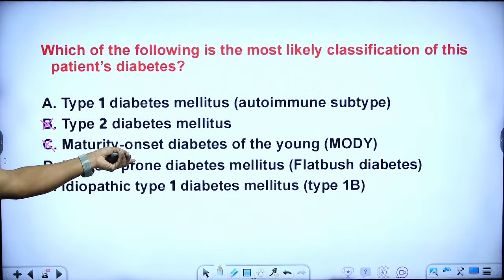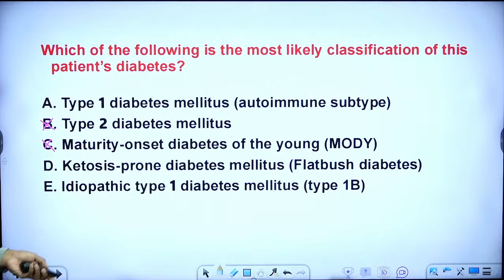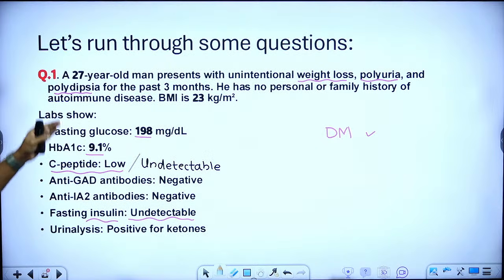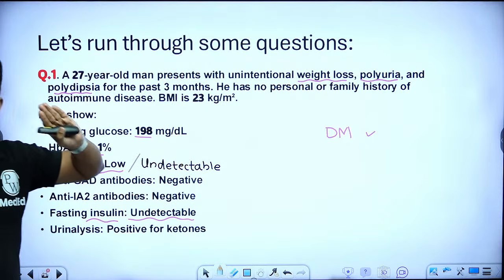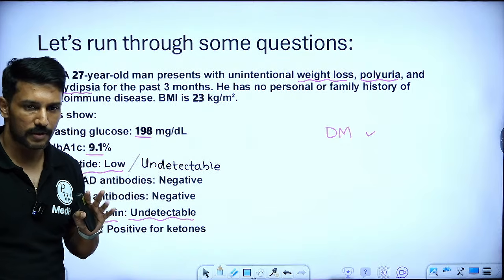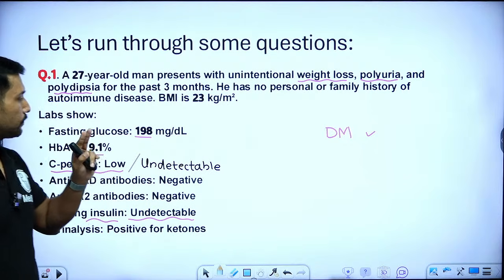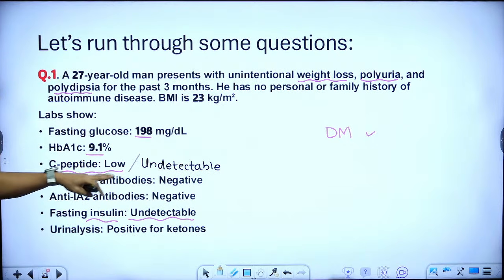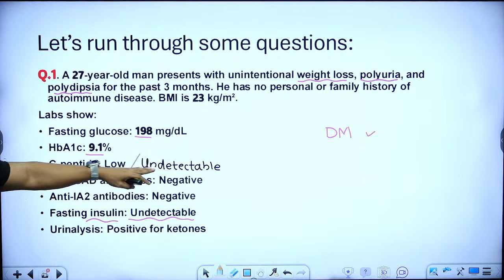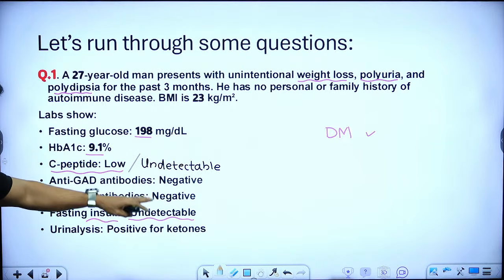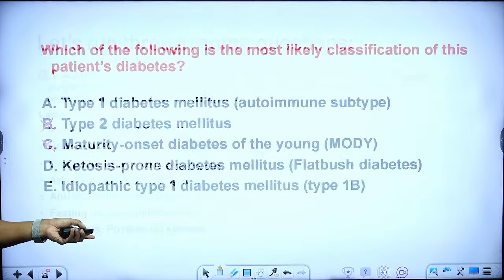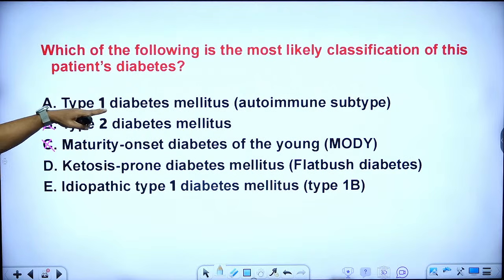So can this be MODY here? What are the factors going against the MODY? Question is not talking about 2 or 3 generations being affected with diabetes, first point. Second, the C-peptide levels and insulin level being low or undetectable. So that helps me rule out MODY also. So I have to decide between type 1 and type 2 diabetes mellitus.